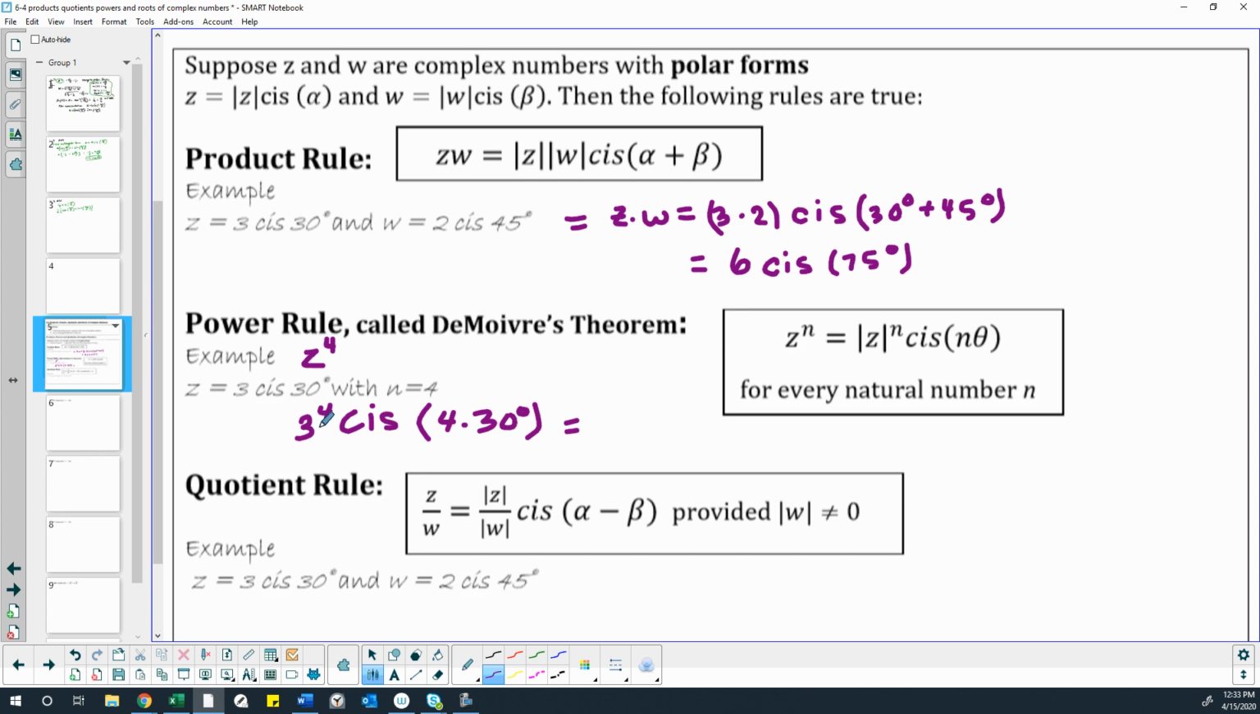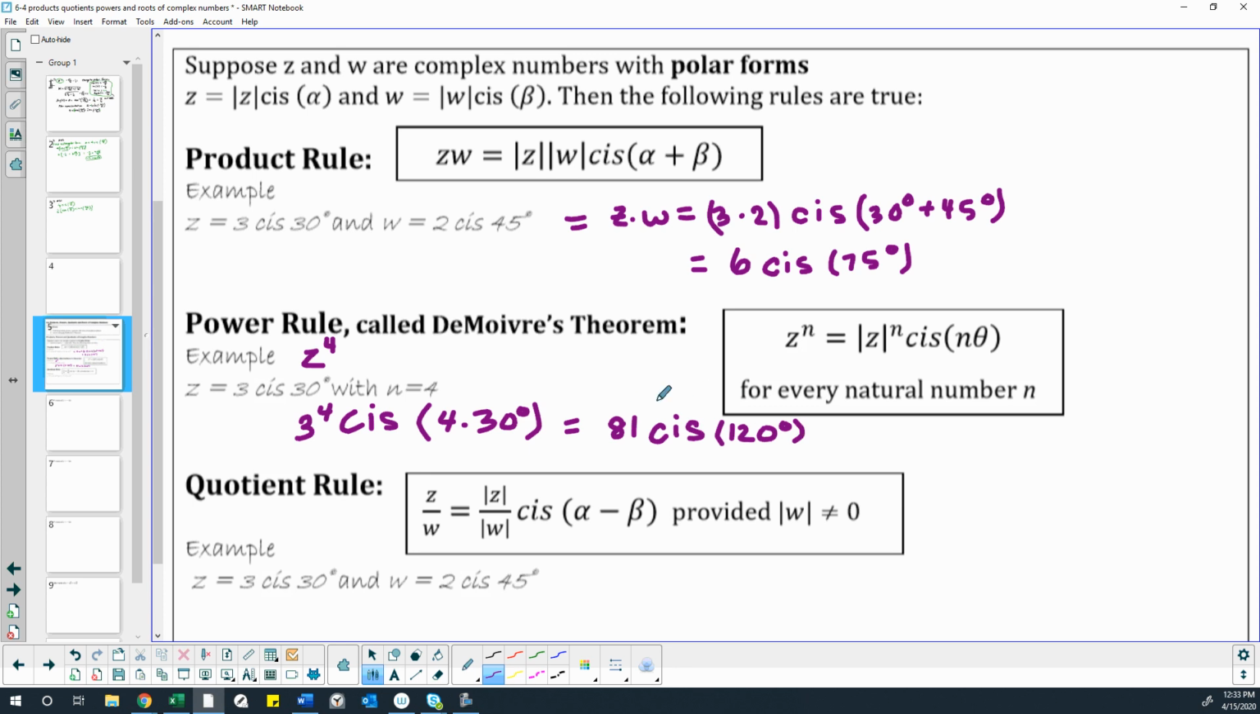3 times 3 is 9, times 3 is 27, times 3 is 81. Sorry, okay, cool. I don't know why I was doubting it. So 81 times cosine plus i sine of 120 degrees. So there, we just found a new complex number from a complex number taken to a power of 4.